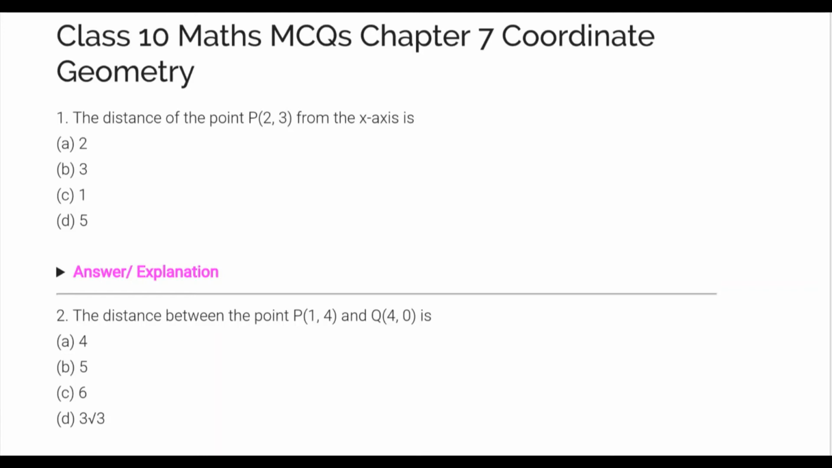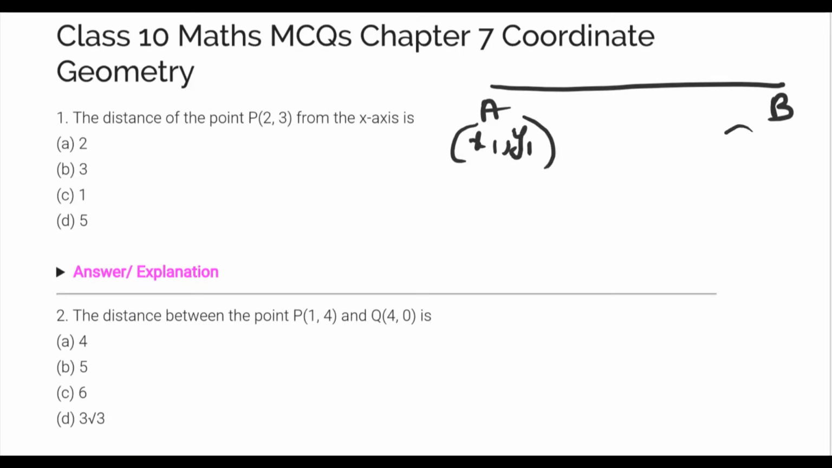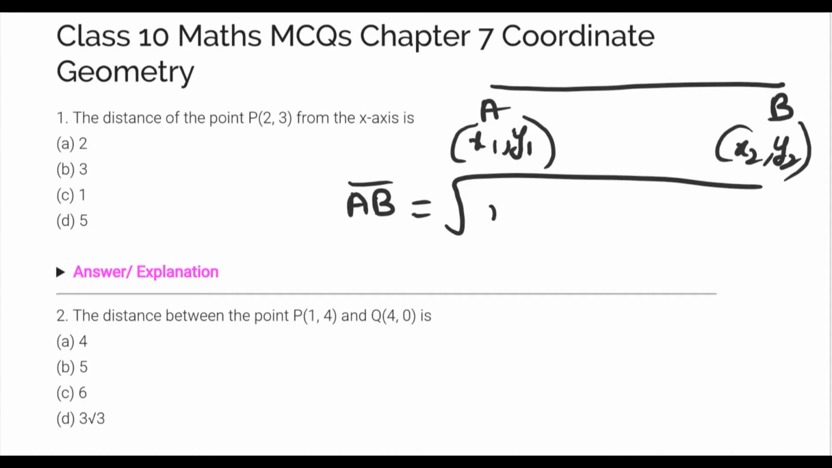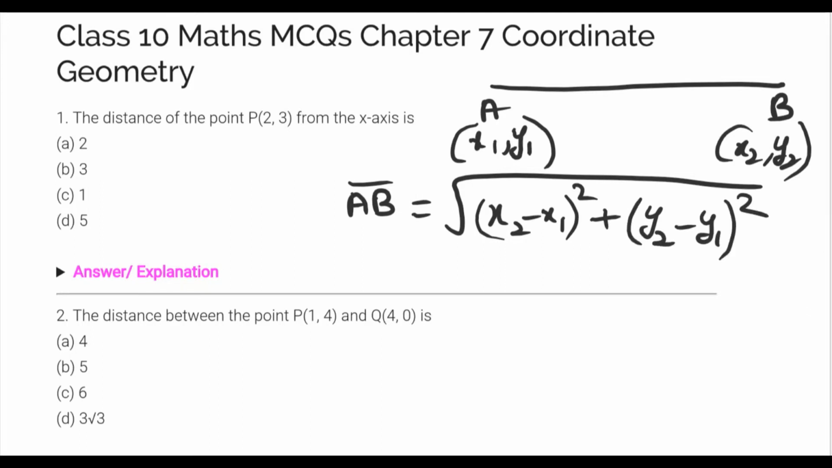Chapter 7 Coordinate Geometry. The formulas involved in this chapter are the distance formula. Take a line AB with coordinates (x1, y1) and (x2, y2). The distance between these two points is given as AB equals the square root of (x2 minus x1) whole square plus (y2 minus y1) whole square. This is the formula for distance between two points.